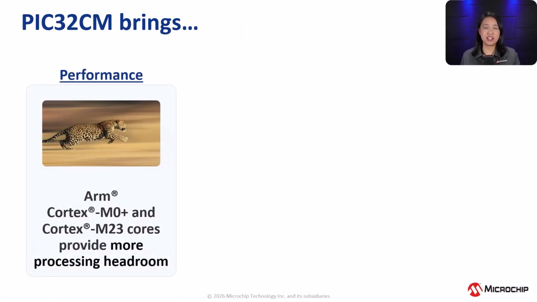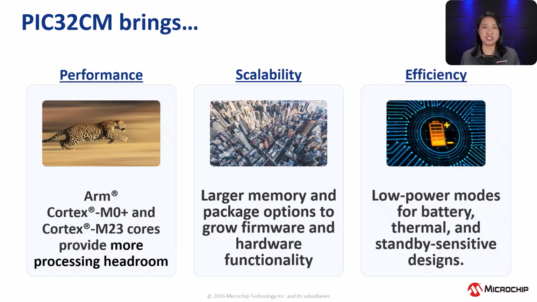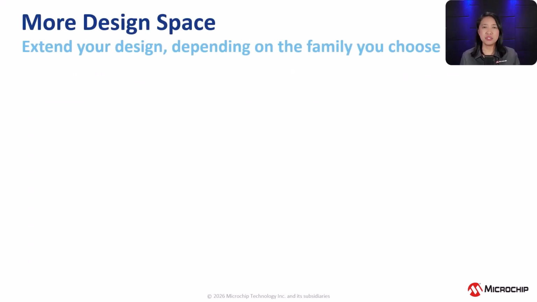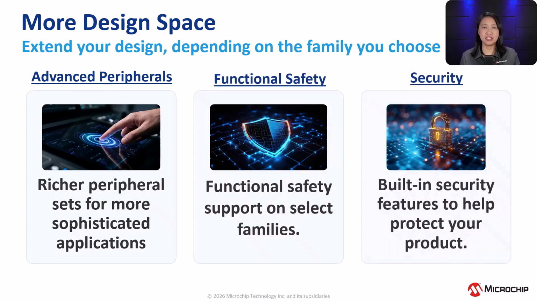First is performance. With ARM Cortex-M0 Plus and M23 cores, PIC32CM gives developers more processing headroom for more sophisticated applications. Second is scalability. Larger memory and package options help developers expand firmware and hardware functionality. Third is efficiency. PIC32CM low-power modes support energy-sensitive designs where battery life, thermal behavior, or standby current are also part of the requirements. Depending on the selected family, these devices also extend the design space with advanced peripheral sets, functional safety support, and security features.